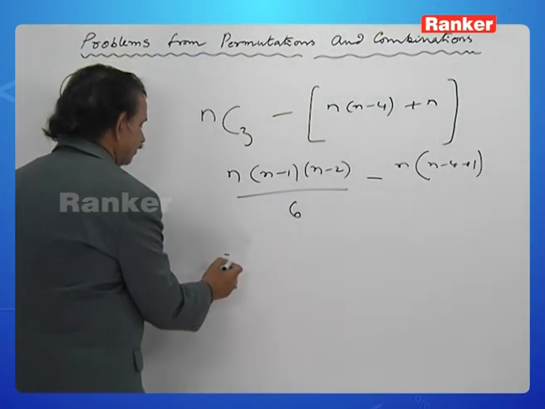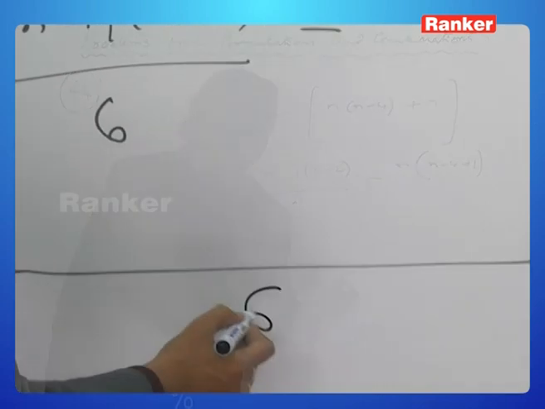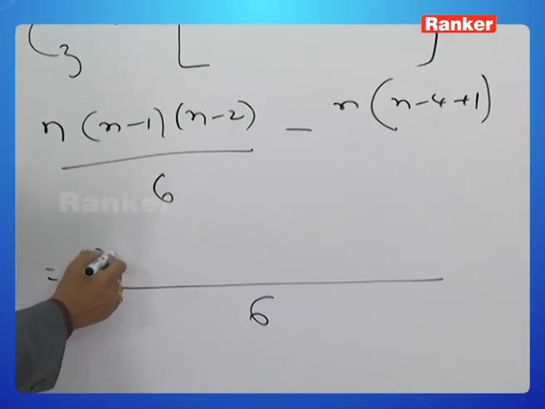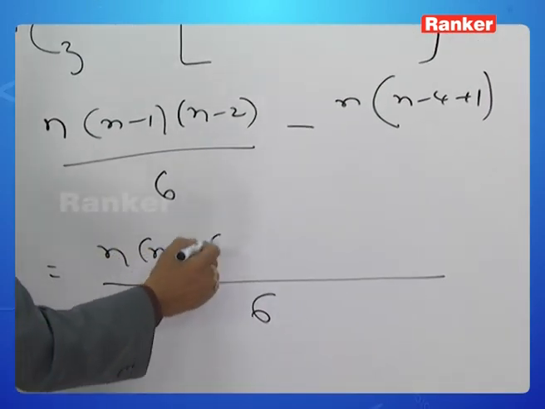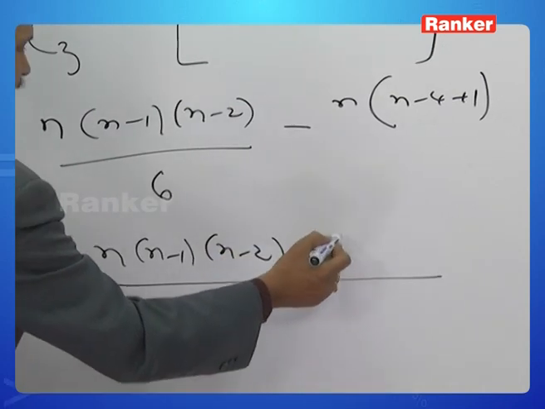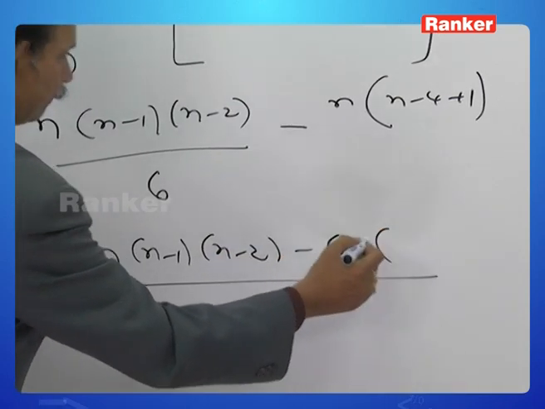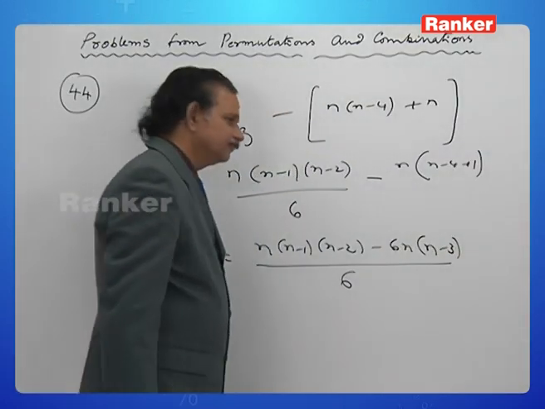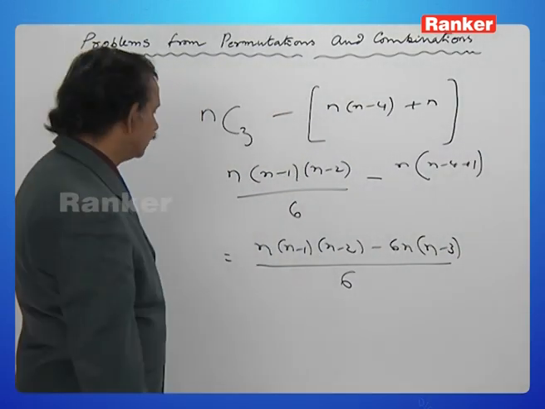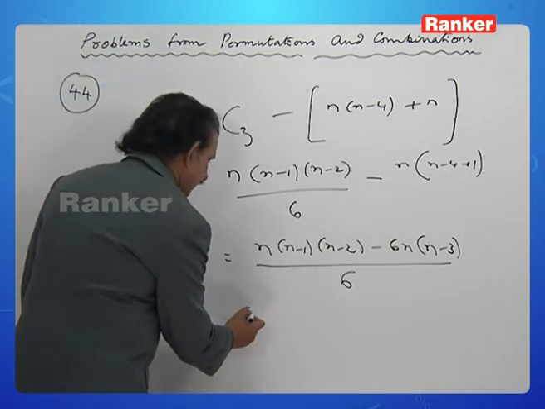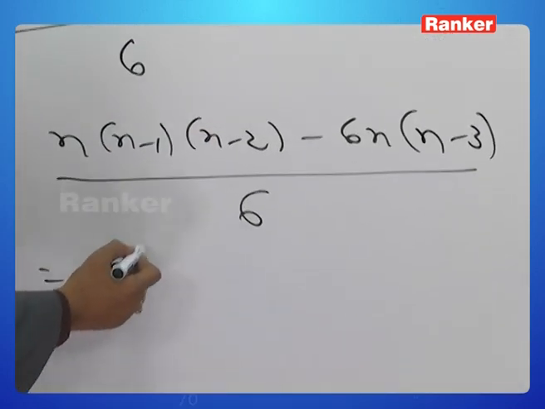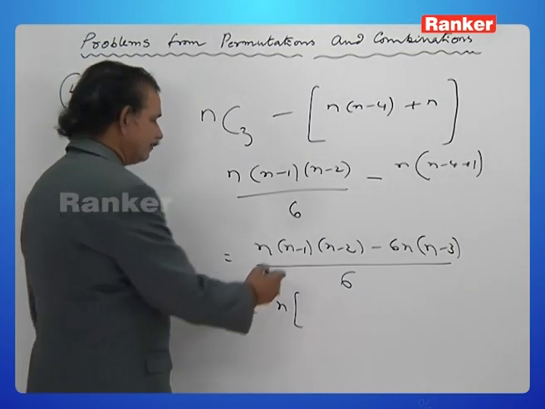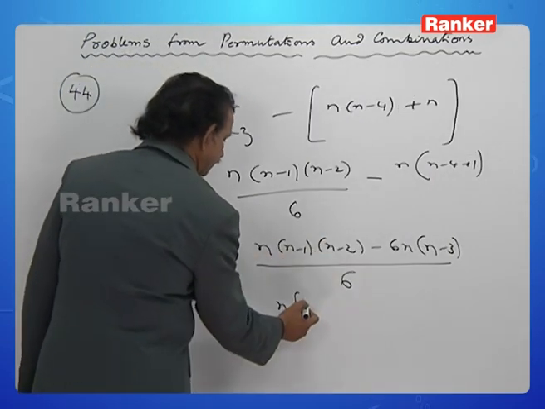Well, what will be the LCM? 6 is the LCM. n into n minus 1 into n minus 2 minus 6n into, what is n minus 4 plus 1? n minus 3. Good. Again, getting n as common factor, what are you going to have? n minus 1 into n minus 2.